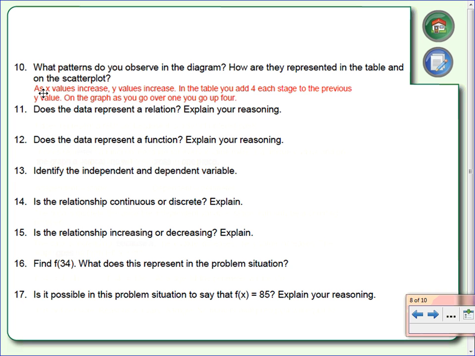Okay, we're on number 11. Number 11 wants to know, does this data represent a relation? Remember, a relation is a set of points, a set of ordered pairs. So can I call this a set of points, a set of ordered pairs?